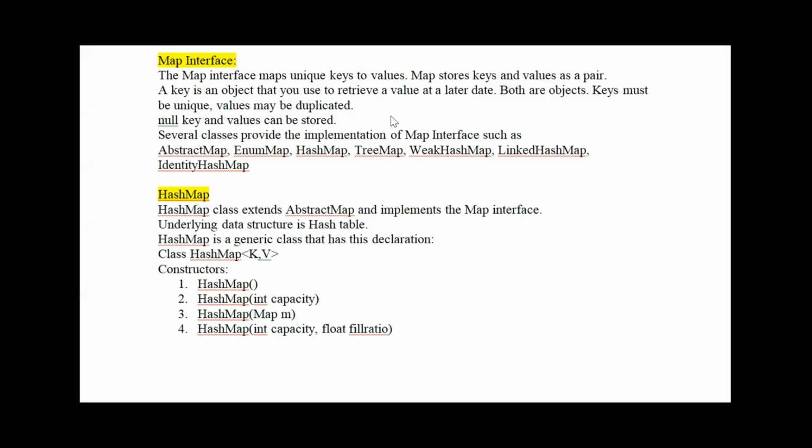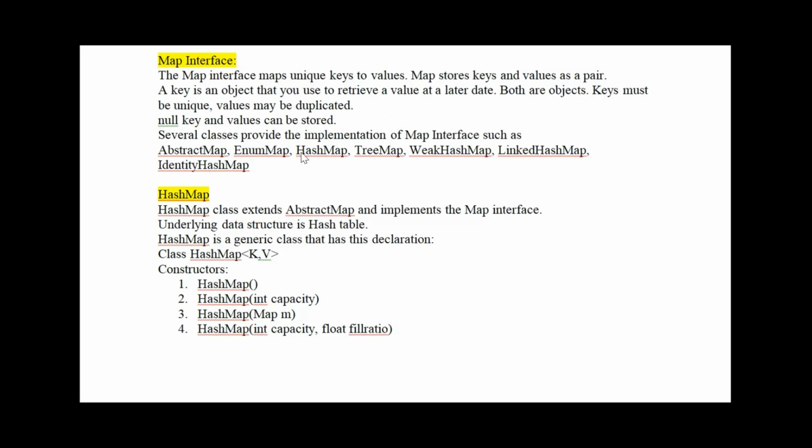Both are objects. Keys and values both are objects, and keys must be unique. Values may be duplicated. Null values for the keys and values can be stored, and the insertion order is not preserved.